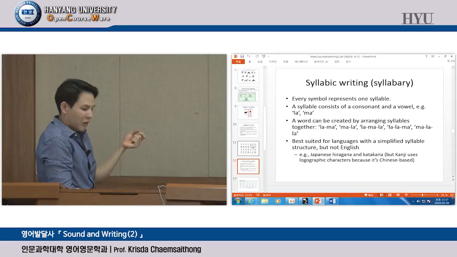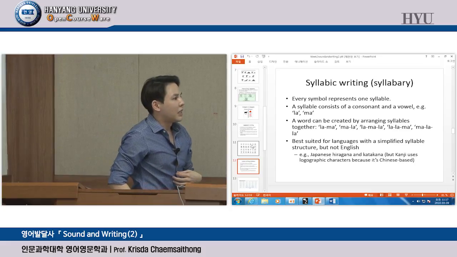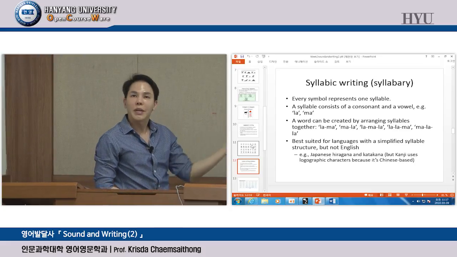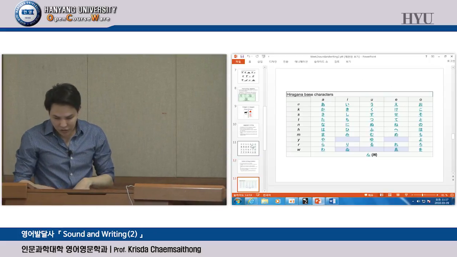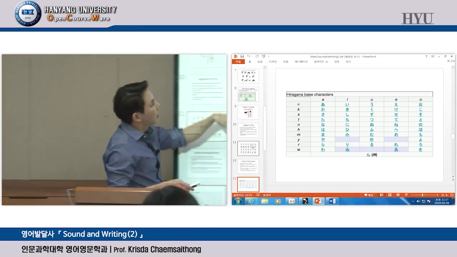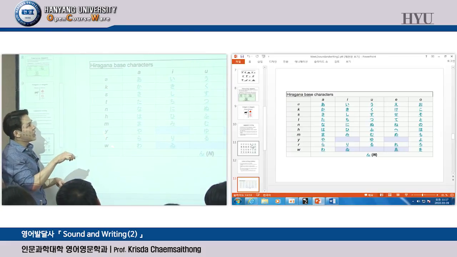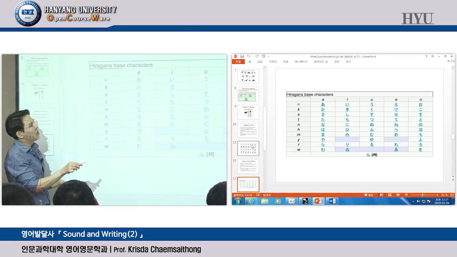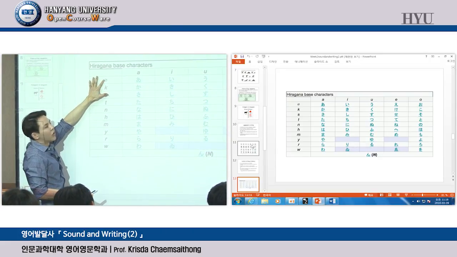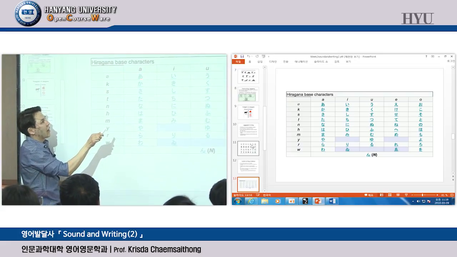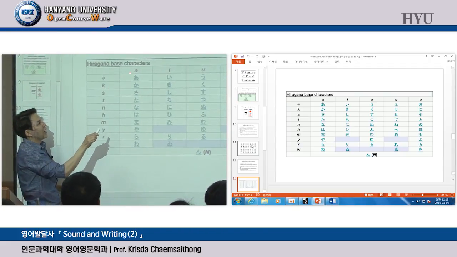So this would be efficient for languages that have simple structures, right? And we have examples of Japanese hiragana and katakana, but kanji is not, right? So like this. So you see that this is supposed to be the consonant, right? And then it's supposed to be combined with a, i, u, e, o, like that, vowels here. So if you combine, with no consonant, with a, you have one symbol. And then if you combine with k, so you make ka, right?